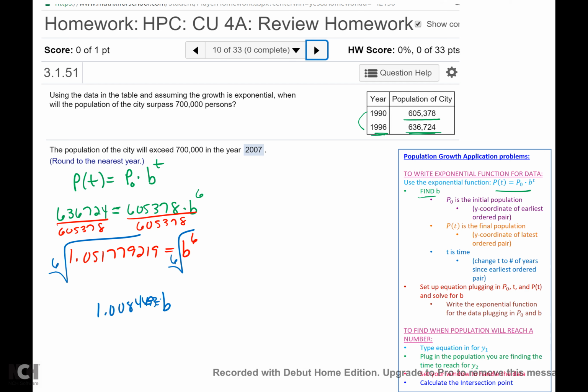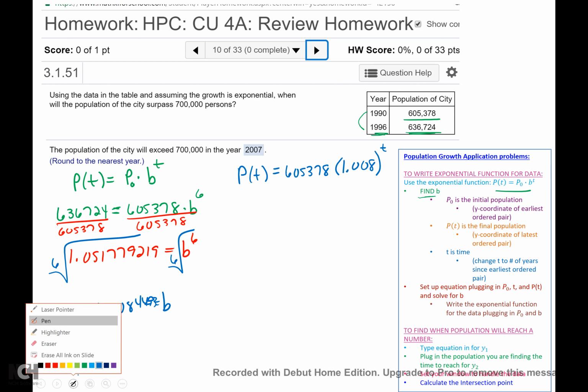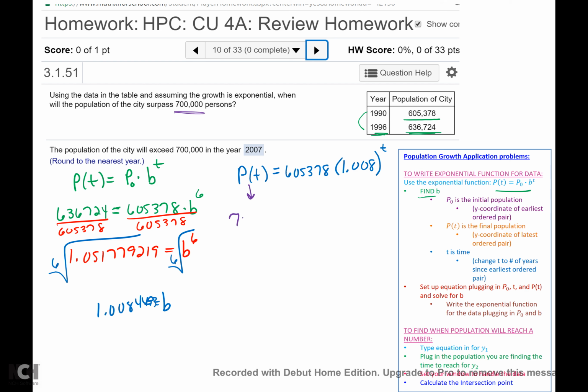All right, so we don't really want to round that too much. I want to round it to 1.008. Okay, so my formula would be P of t equals my initial, 605378, times 1.008 to the t. So there's my function. And now they want to know, when will this pass 700,000 persons? So they want to know, when will the final population be 700,000?